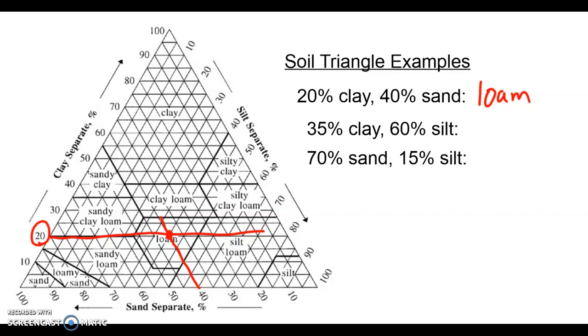All right, let's do the next one. 35% clay, 60% silt. So 35% clay, well, 30, 40, 35 would be right here. It would follow this line across. Alright, and then 60% silt, so let's see if I can find my 60% silt, 60%, and then it's diagonal. And those cross right here in the silty clay loam region.